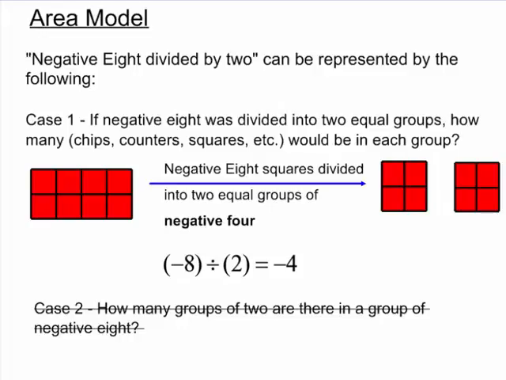Well, you can see on the left side I have negative 8 squares. I've shaded them red. If I split those up into two equal groups, it will be two equal groups of negative 4 each. So the answer to negative 8 divided by 2, a negative 8 divided by a positive 2, is a negative 4. Now I've crossed out case 2 here: how many groups of 2 are there in a group of negative 8? We're going to explore that more in depth on the next slide.